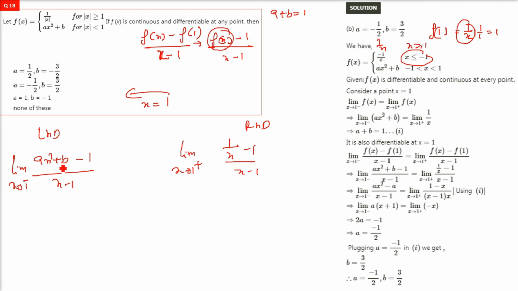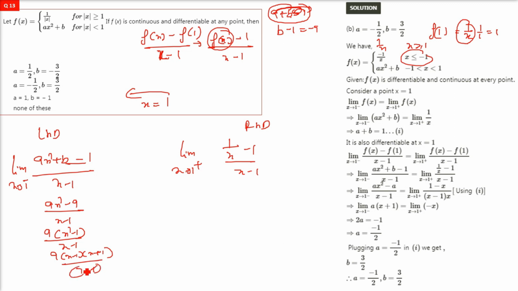In order to solve this, you don't get anything to cancel with x minus 1, so we'll use this a plus b equals 1. A plus b equals 1 means b minus 1 equals negative a. So in this, we are going to replace b minus 1 by negative a. So ax square minus a divided by x minus 1. You can take a common: x square minus 1 divided by x minus 1. A into x minus 1 into x plus 1, it is equivalent to a square minus b square, so you have a minus b, a plus b, divided by x minus 1. The x minus 1 terms get cancelled. You have a into x plus 1.